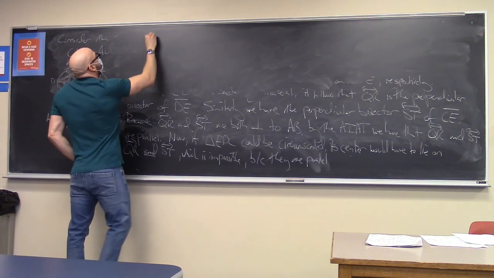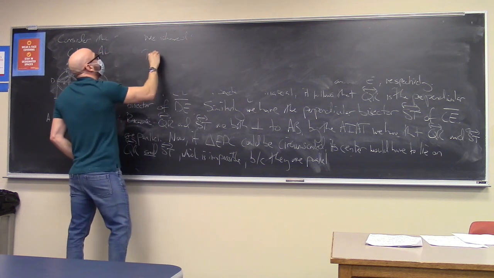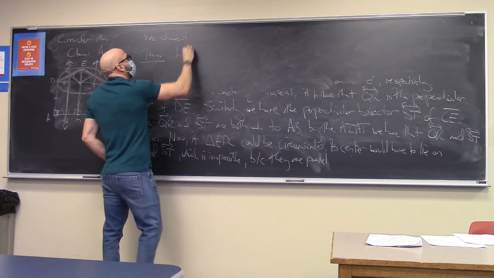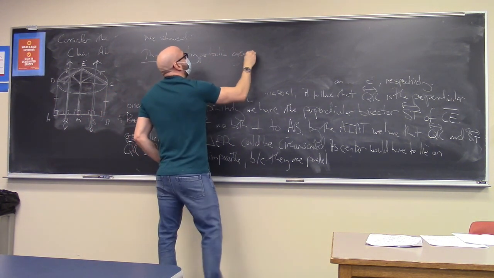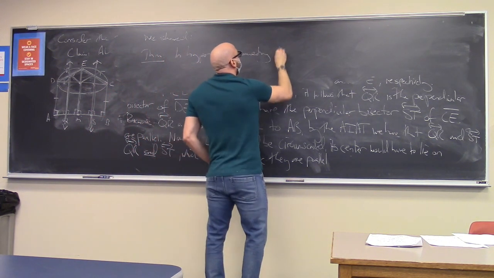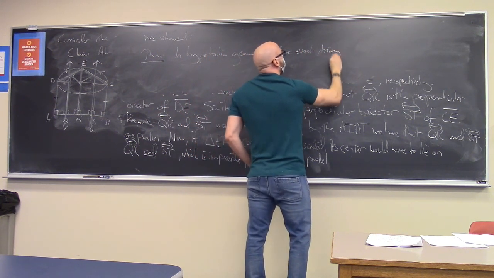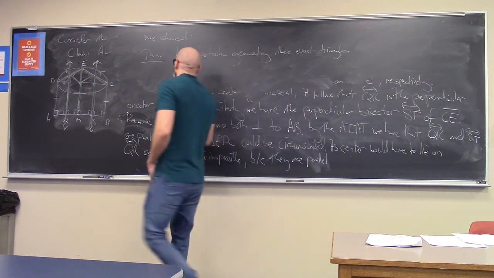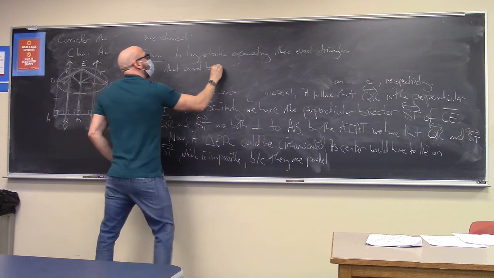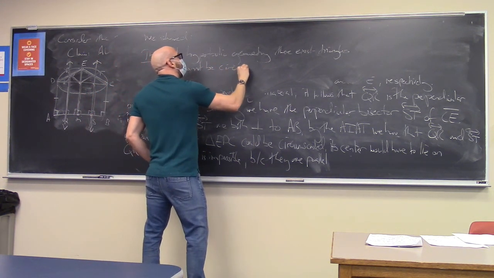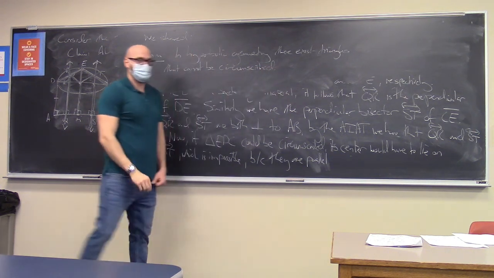So we showed the following. Theorem in hyperbolic geometry: there exist triangles that cannot be circumscribed. So some triangles cannot be.